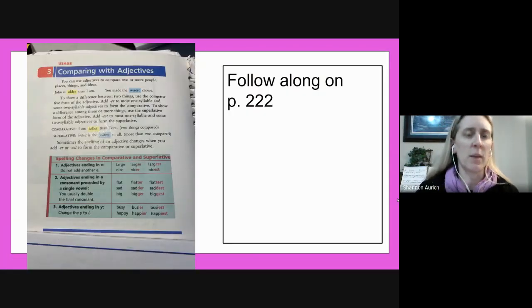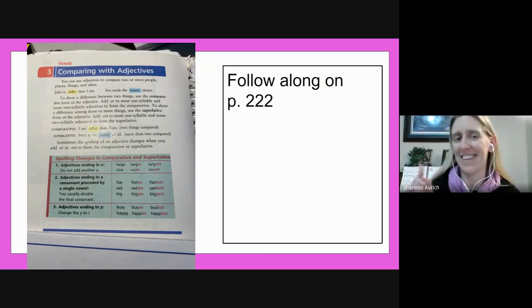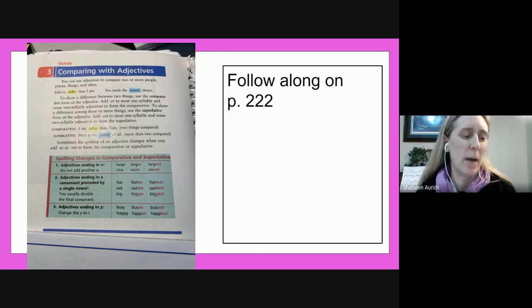222 looks like this, comparing with adjectives. Listen while I follow along and listen while I read. Starting at the top. You can use adjectives to compare two or more people, places, things, or ideas. Those sound like nouns. So you can use adjectives to compare two or more nouns. Look at the example. John is older than I am. How many things are being compared there? John and I. That's two people. So they use the word older.